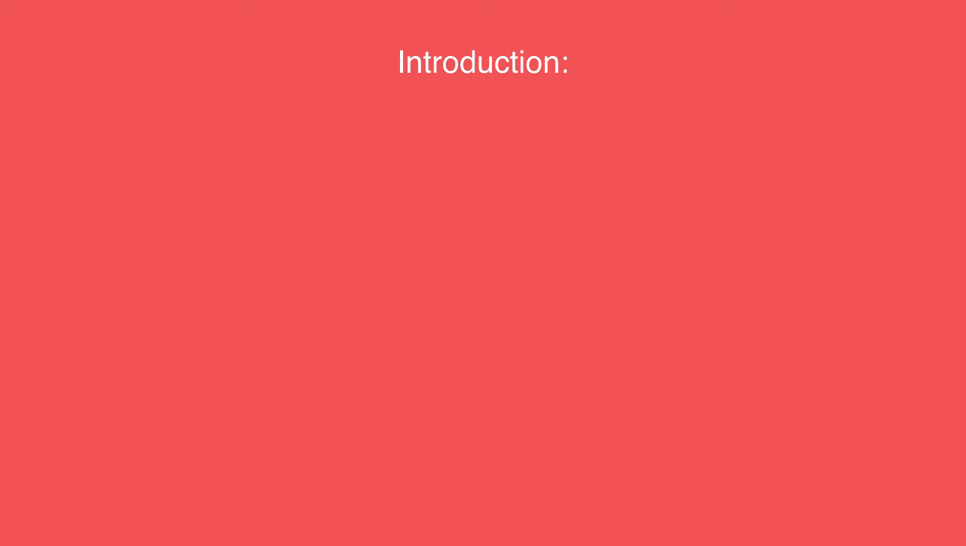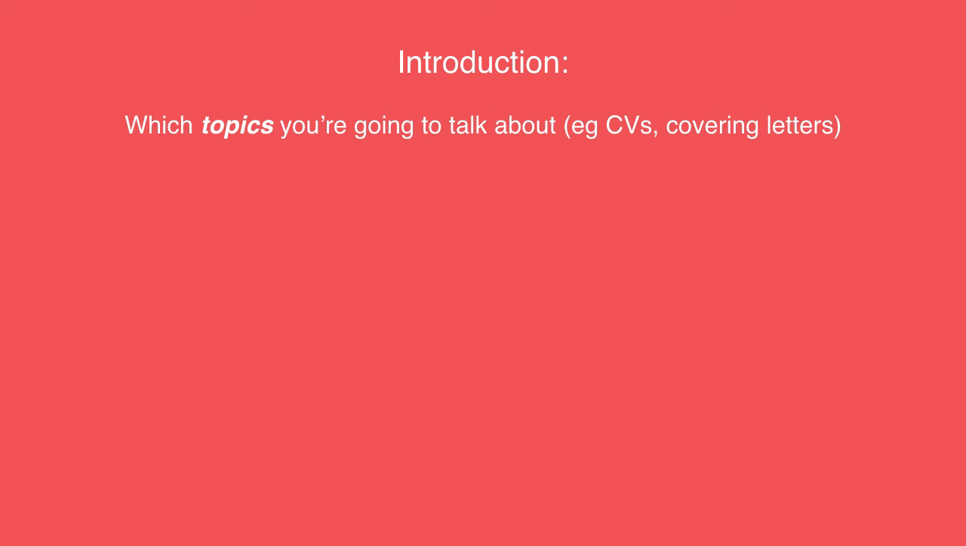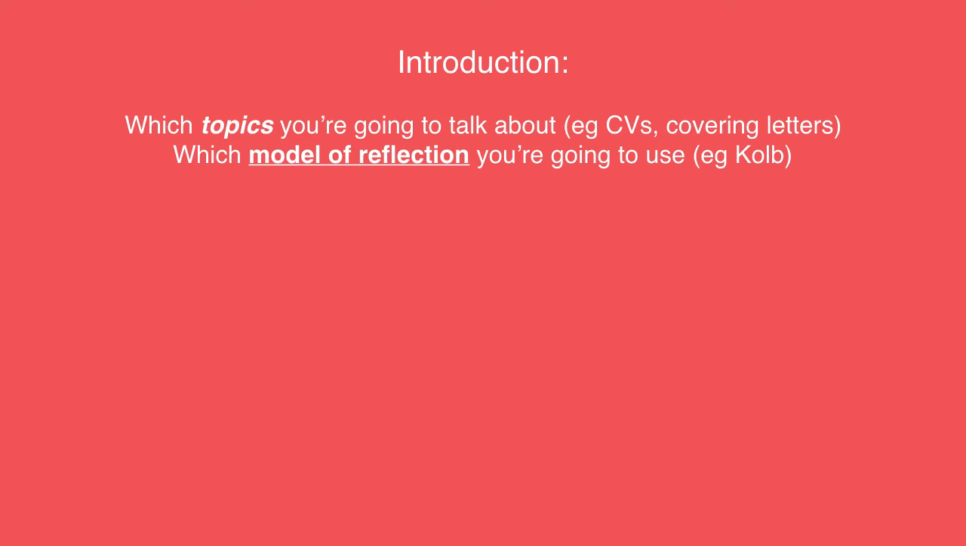So you're going to write your introduction, and in your introduction, please do these two very important things. Which topics you're going to talk about. I'm going to talk about CVs, covering letters, presentation skills, whatever it is you want to talk about, but please tell me in the introduction. And which model of reflection you're going to use. So are you going to use Kolb? Are you going to use Gibbs? Then in the next section, it should be very clear to me what's going to happen because you've already told me.